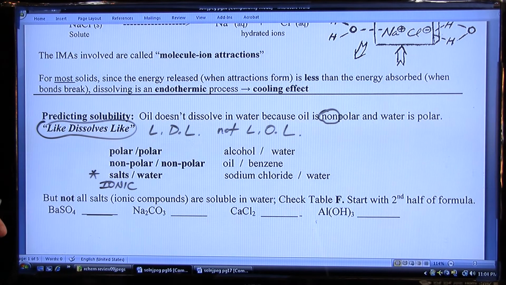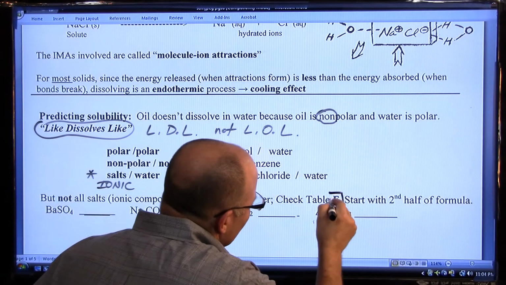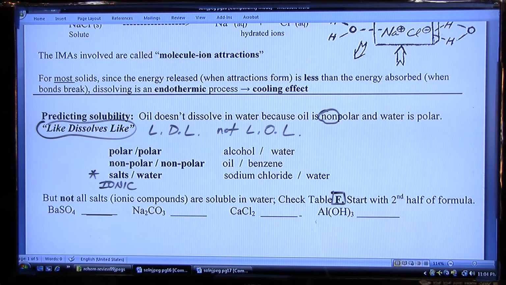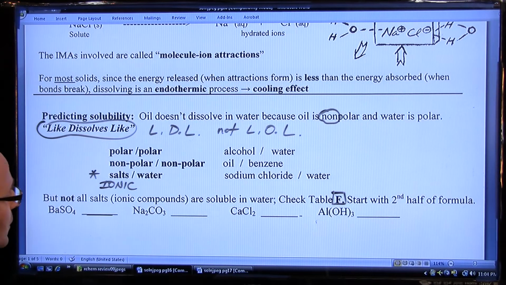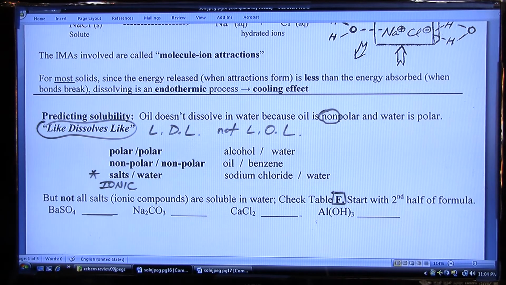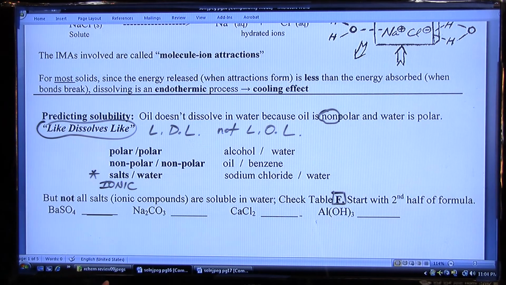And the table that you have, table F, you could use that table to guide you in predicting the solubility of different salts in water. Remember, salts are ionic compounds, so there's going to be a positive and a negative side to all of these compounds. Now, technically, all salts are soluble to some degree in water, but in table F, they divide it into two camps, the salts that are soluble and not soluble.